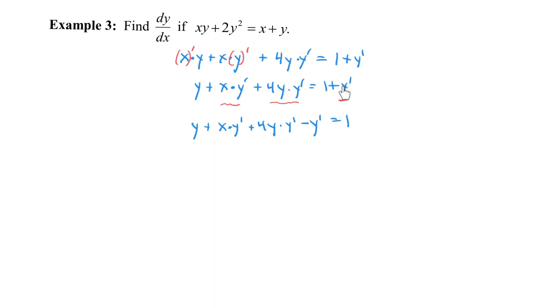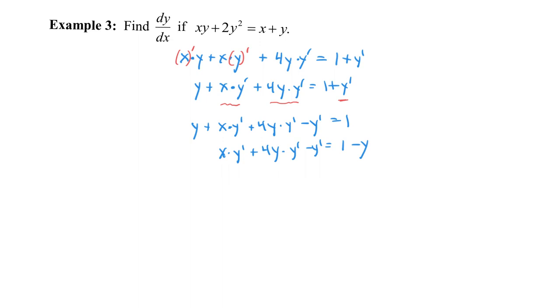So it's gone from here. So the only thing left on the right side is 1, and I moved it over here, so here it is. But now I've got this y that does not have a y prime factor, so I'm going to get rid of that one too. So I'm going to subtract y from each side now. So I'm going to get x times y prime plus 4y times y prime minus y prime equals 1 minus y.